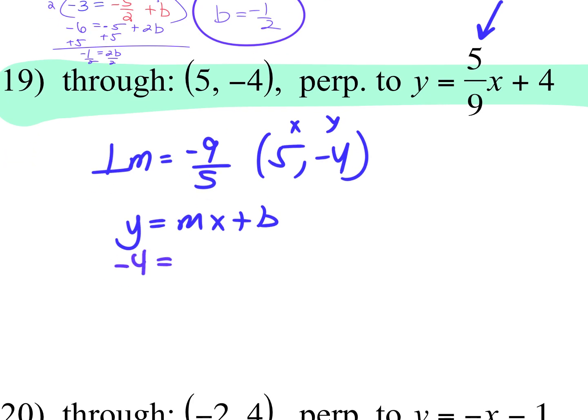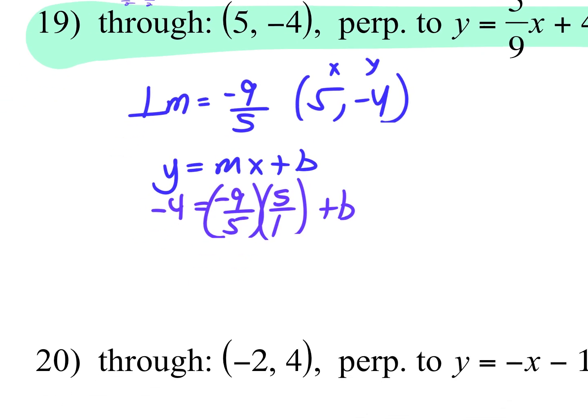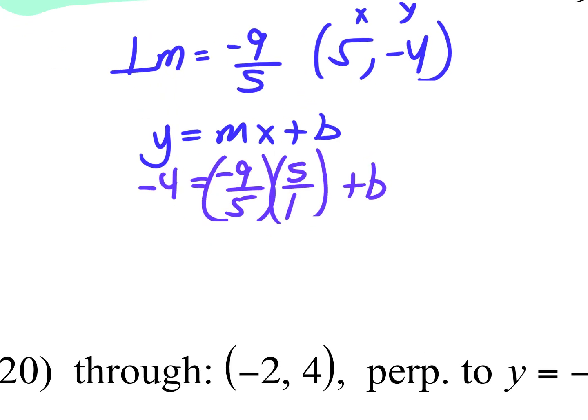-4 equals, what's my slope? Negative 9/5. What's my x? 5. And then plus b. Okay, so there's two things I could do here. Can I cross out the 5s because one's on top, one's on the bottom? Yes. Or I could multiply. -9 times 5 is -45. Divided by 5 is what? -9. You'll get the same answer. But I'm just going to go ahead and cross that 5 out with that one.